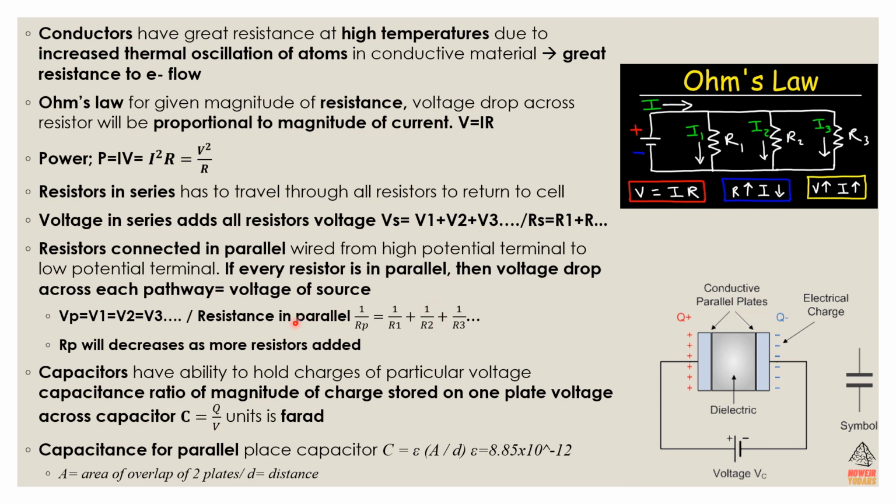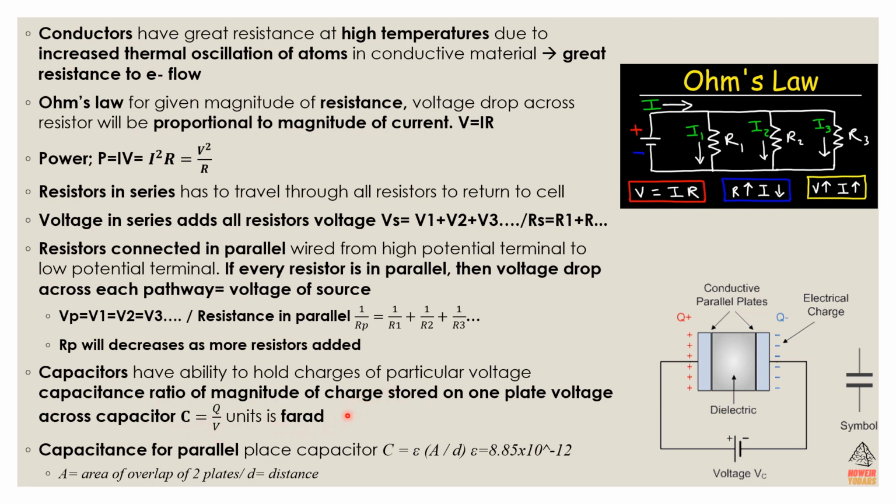So capacitors have the ability to hold charges of a particular voltage, and it's a capacitance ratio of the magnitude of charge stored on one plate to the voltage across the capacitor. So capacitors basically hold and act as kind of insulators for charges, and then they discharge the charge later. So C, the capacitance, is equal to the charge divided by voltage, and the unit is the farad.